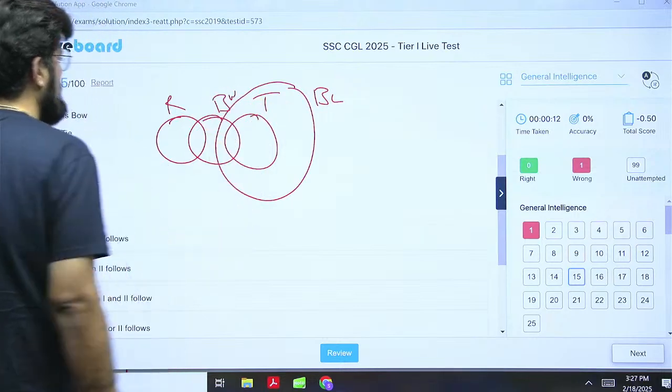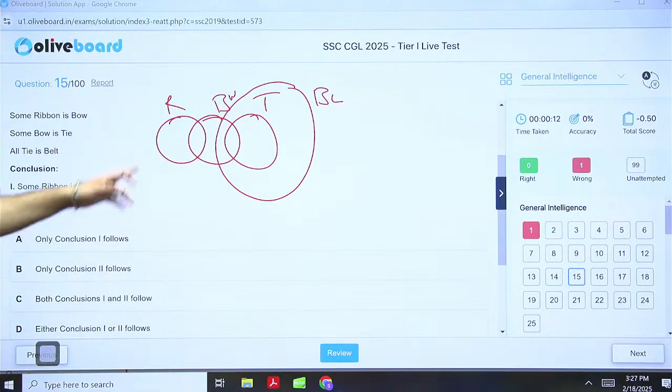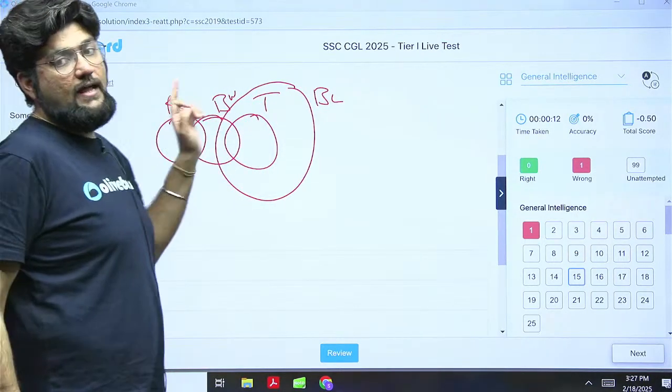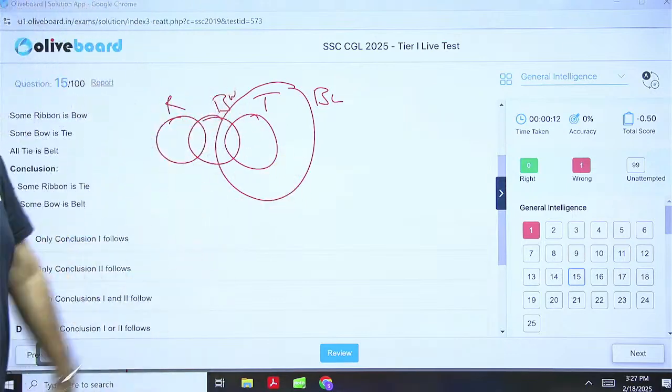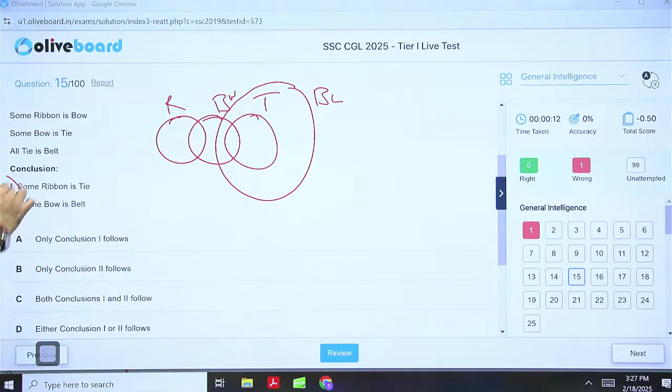Let's make it BW and BF. This will become easier. Some ribbon is tie. No, not at all. Ribbon and tie are not connected to each other. There is no relation. So all definite conclusions will not follow between them. Some bow is belt. Yes, it is absolutely visible. Extremely easy question. Only conclusion 2 follows. Option B is the right answer.